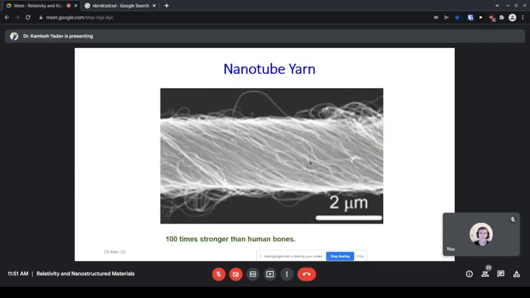Suppose this is the carbon nanotube yarn, and this is 100 times stronger than human bones, because this is a very strong material. And therefore, if you make the composite of this carbon nanotube with any material, that will enhance the mechanical property of that material. That is why these carbon nanotube nanocomposites are used in making the space vehicles.